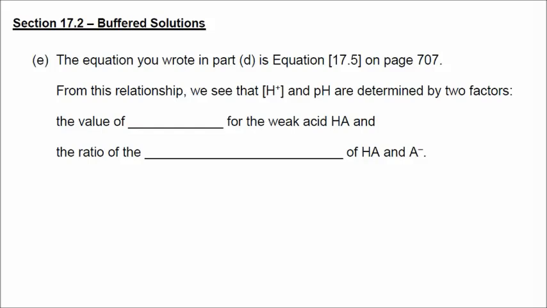And from this relationship, we see that the concentration of H+, and ultimately the pH of our solution, are determined by two factors: the value of the Ka for that particular weak acid, and the ratio of the concentrations of HA and A-. This is fundamental to why a buffer works. If we know the Ka, and if we can keep these concentrations of HA and A- relatively equal, we're going to set up a buffer where the pH is going to be approximately equal to the pKa, as long as these concentrations of HA and A- are relatively equal.